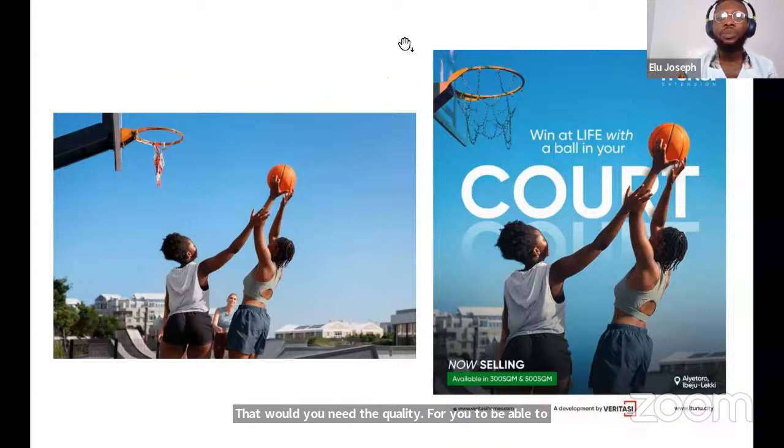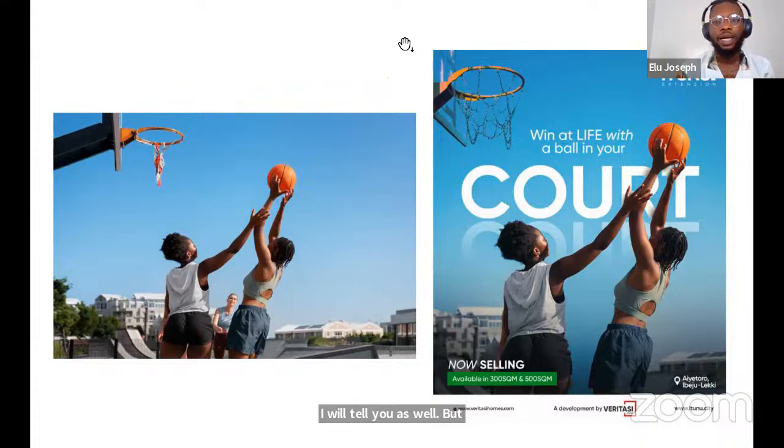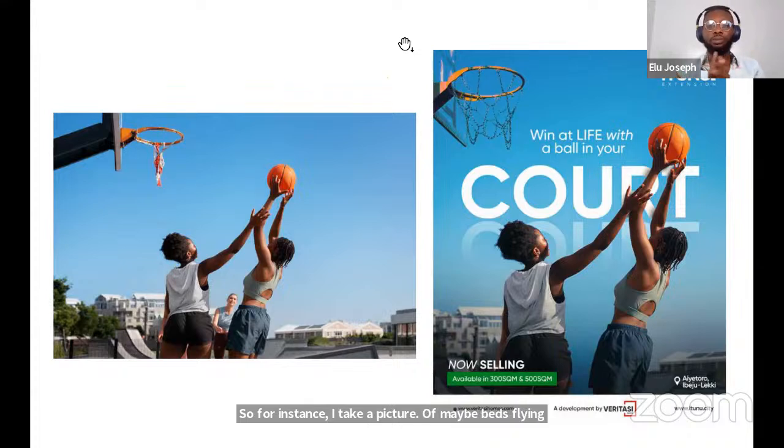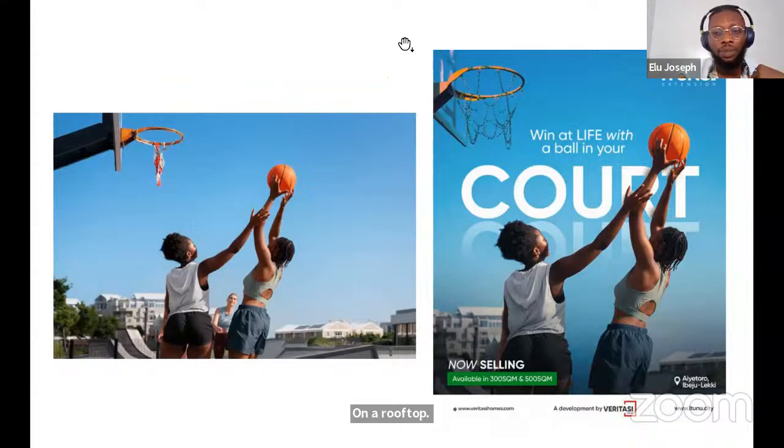There are ways to download clean images on Google. I'll show you that. I'll tell you as well. But be careful of image usage rights. Because, for instance, let me give you a perfect example. So, for instance, I take a picture of maybe birds flying on a rooftop and I upload it online, right? Now, that picture was taken by me. It is my intellectual property.